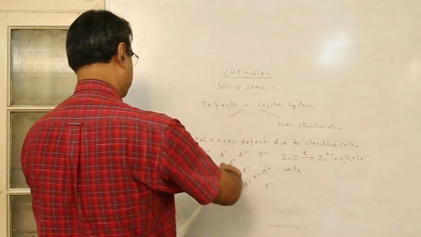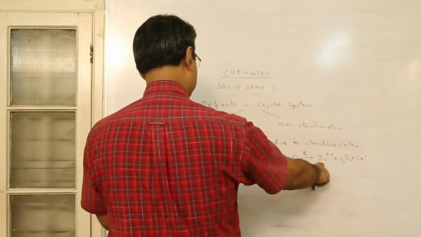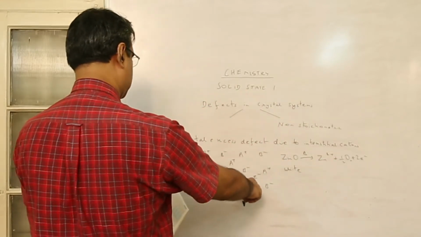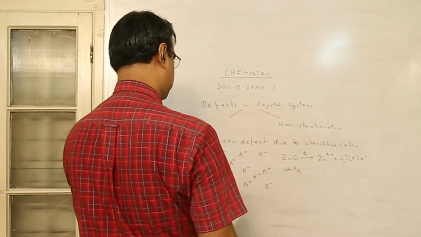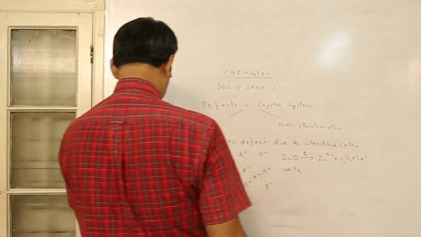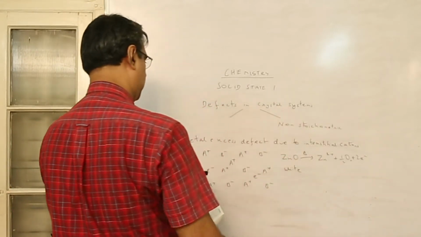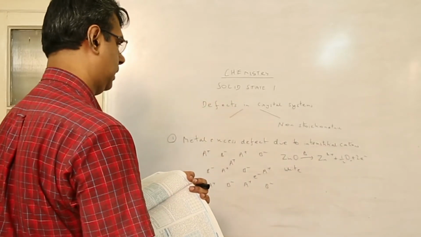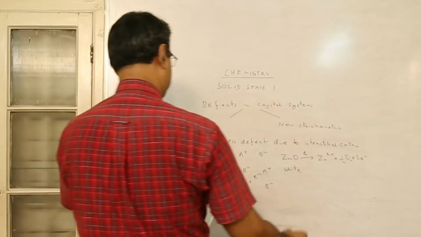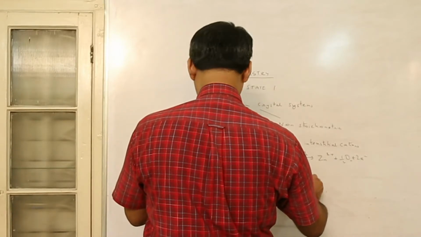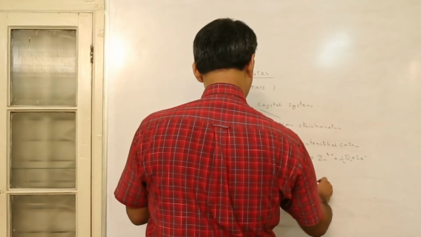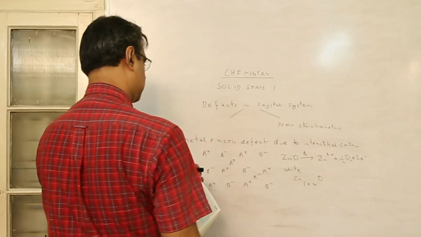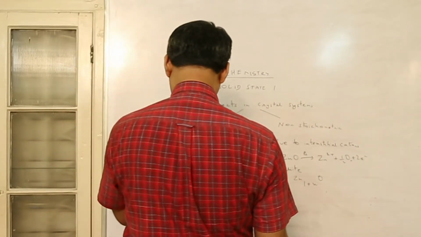So in some interstitial position you will find this Zn2 plus cation, and in some other interstitial position you will find these electrons. So what will happen is that there will be an excess of zinc cation because oxygen gas has escaped. So the molecular formula of zinc oxide will now become something like Zn1 plus x O.